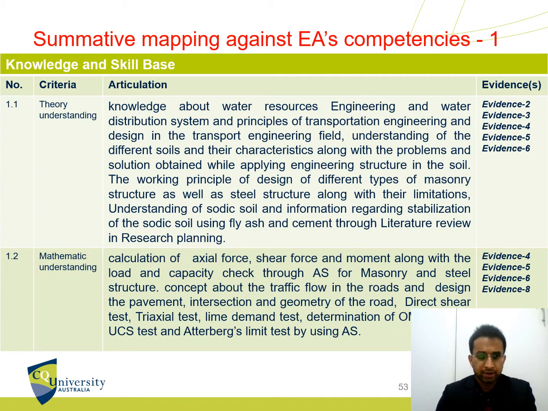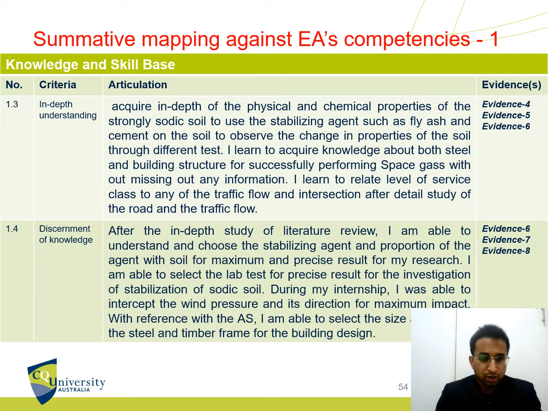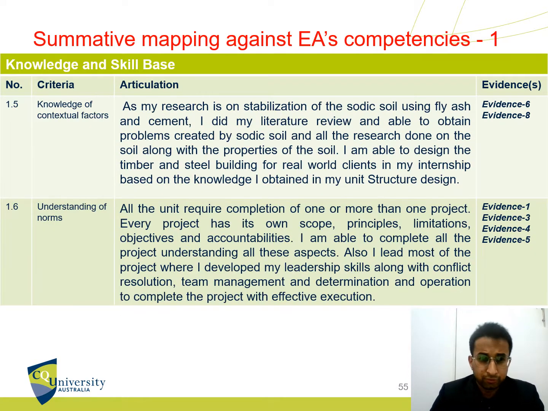This table shows how I fulfill my EA competency. The first criterion is fulfilled by my academic units and my literature review and research planning. The second criterion is fulfilled by calculations done in academic units, projects and internship, and all the lab tests. And the third criterion is fulfilled by my study of soil in the research project as well as SpaceGass. The fourth criterion is met by the study of literature review as well as the work done in my internship. I'm able to fulfill the fifth criterion through my research and my designing for real clients in my internship, and the sixth criterion through various projects I have done in academic units as well as the research project.